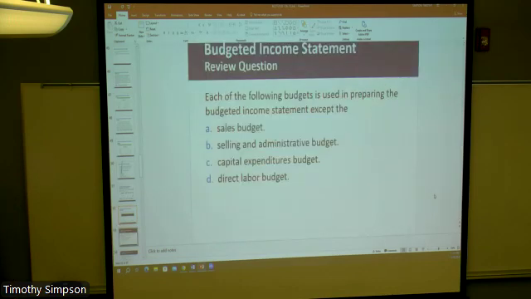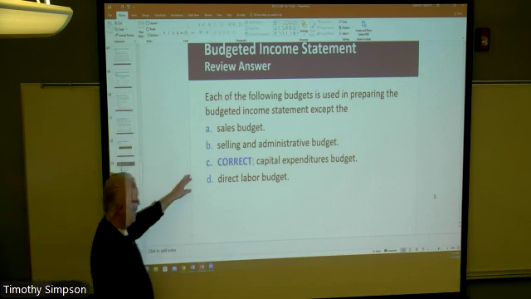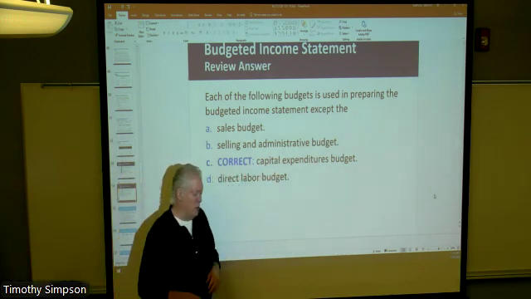Okay, so the budget income statement includes what in terms of getting to it? Sales budget, yes. Selling administrative, yes. Capital expenditure, direct labor, no, yes. Well, we haven't even talked about capital expenditures, so that must be the right answer there, because we haven't talked about the capital expenditures budget yet, and we're not going to get that deeply into it here.